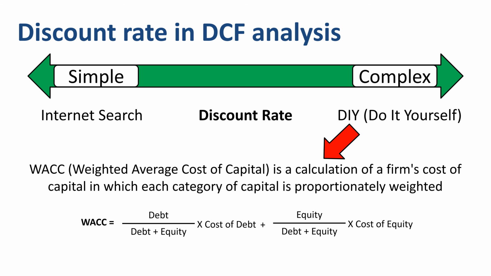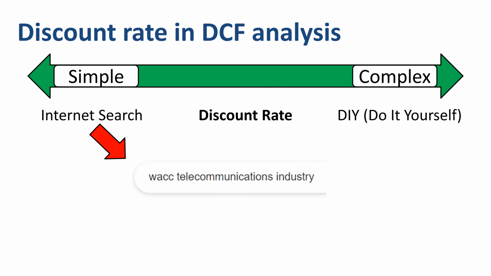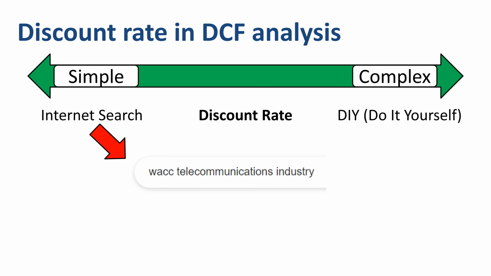Particularly that last part, the cost of equity, is labor intensive to calculate and very questionable in terms of intellectual rigor. So why not go the easy way? Go through an internet search and see if we can find a suitable WACC for the telecom industry, which our case study company Verizon is in.